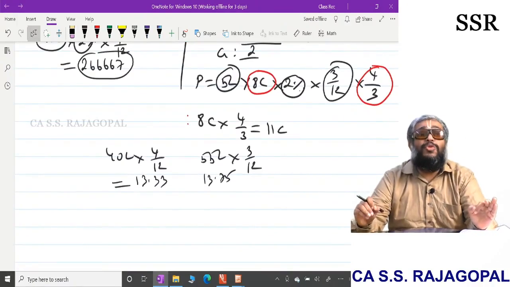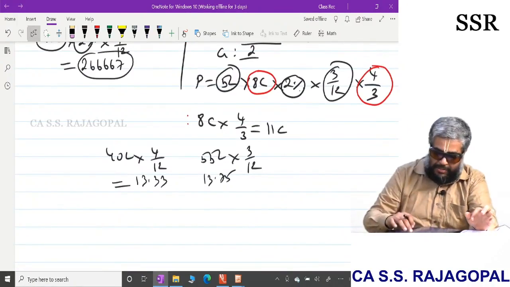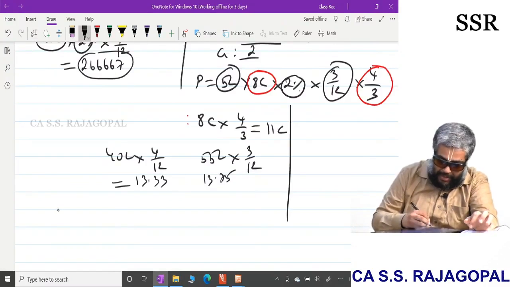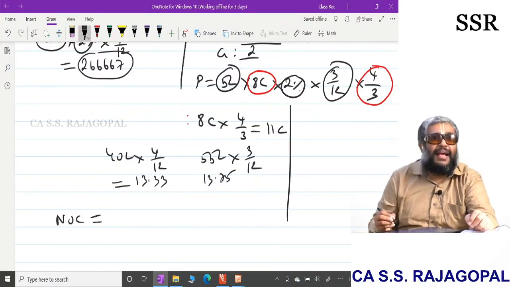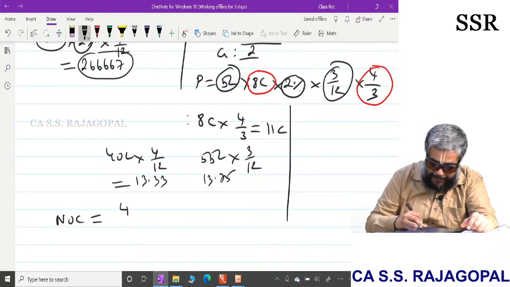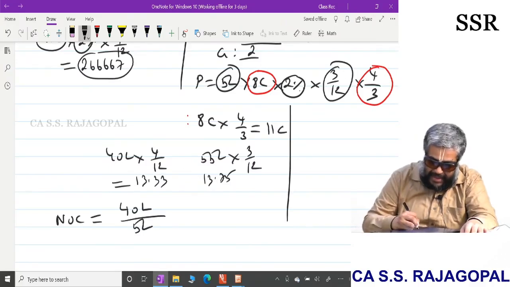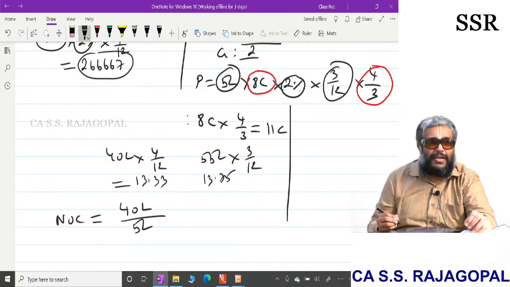When there is a maturity mismatch, how many contracts should I select? There is a formula. The number of contracts is equal to, very simple here, 40 lakhs I have to hedge. Contract size is 5 lakh. So normally I should go for 8 contracts.